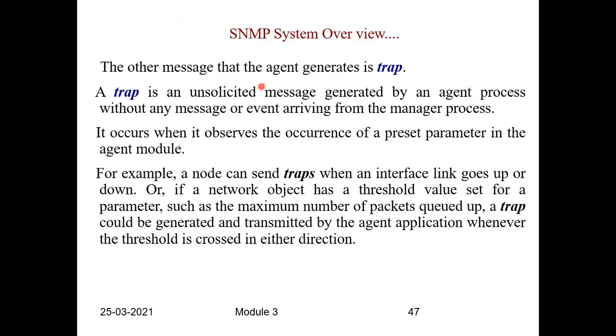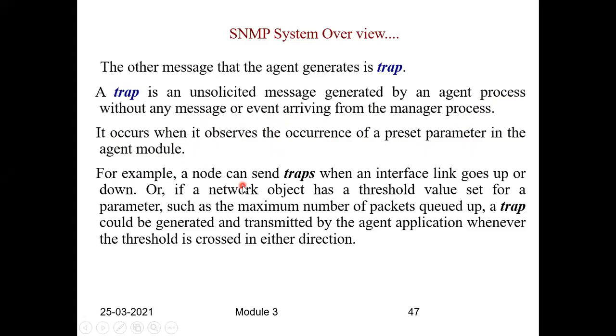Now the last message is the trap message. So the trap is generated by the agent. It is an unsolicited message. This word has to be there when you are explaining trap. It is generated by an agent process without any message or event arriving from the manager process. So it occurs when it observes the occurrence of a preset parameter in the agent module.